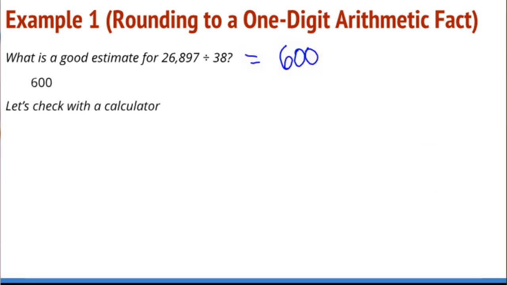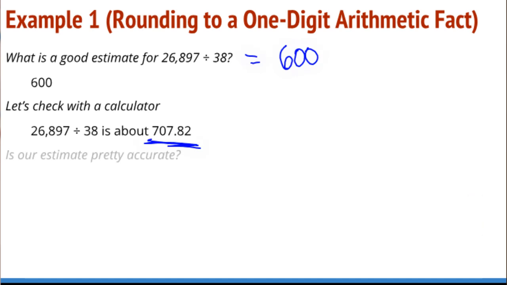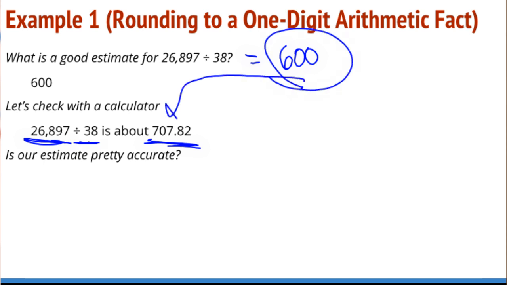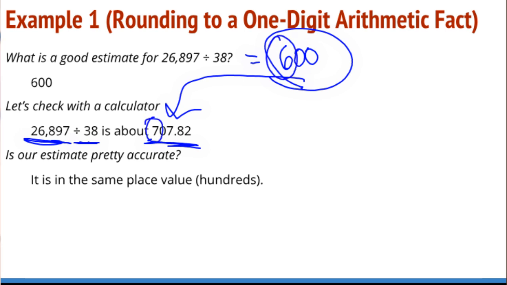And we can punch it into a calculator. And when we punch it into the calculator, we would find a quotient of about 707 and 8200ths. Now we have to ask ourselves, is our estimate pretty accurate? Well, looking at the size of the numbers that we're working with here, to have an estimate of 600 and then have a quotient of about 700, I would say that we are pretty accurate. We're in the same place value. We're still in the hundreds. Now, if we were dividing hundreds by tens, that's not a very good estimate. But because of the size of the numbers, we've got a pretty good estimate going on here.